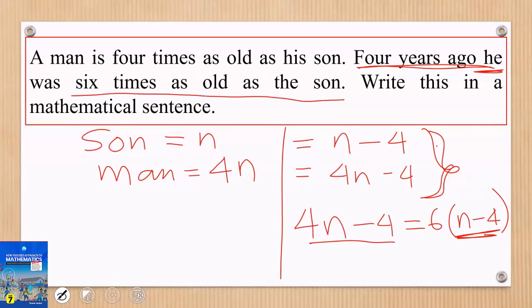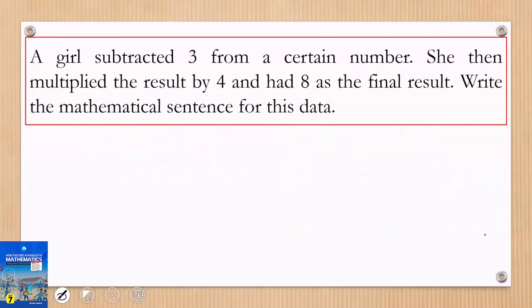Good. Let's try another example. A girl subtracted 3 from a certain number. So let's say a certain number, I don't know the number, so let me call the number x. A girl subtracted 3 from this x. Full stop, I'm done with that. She then multiplied the result. This is my result now.